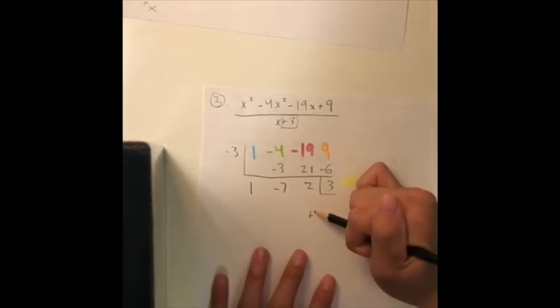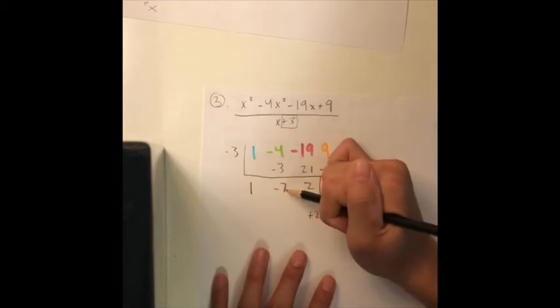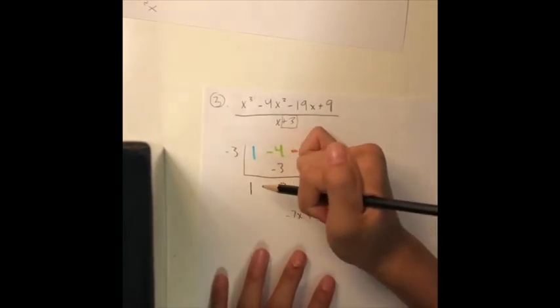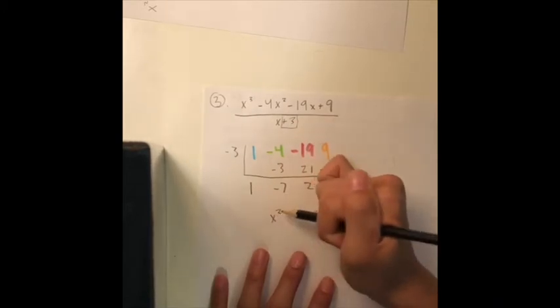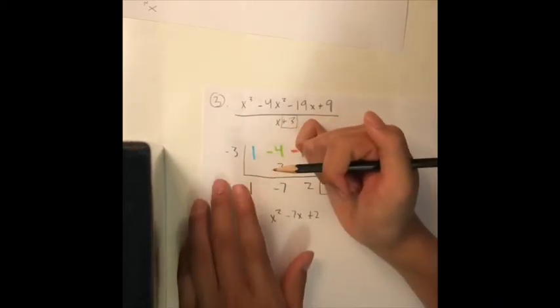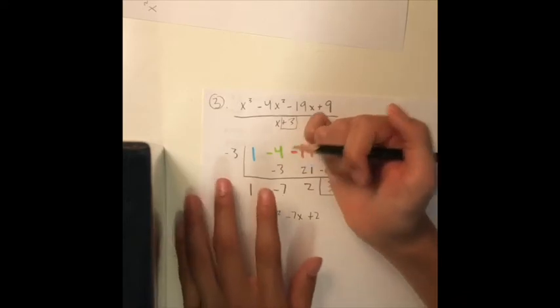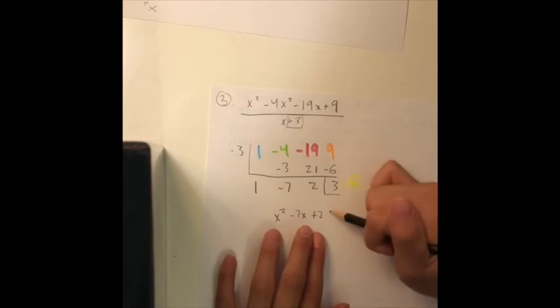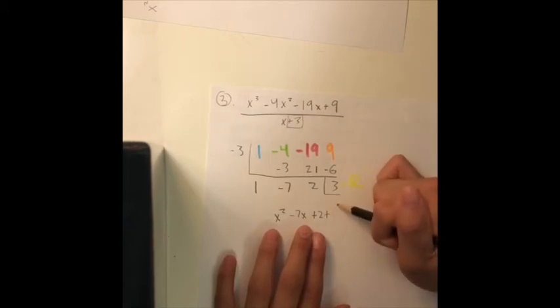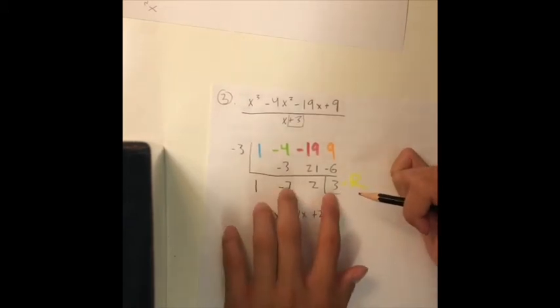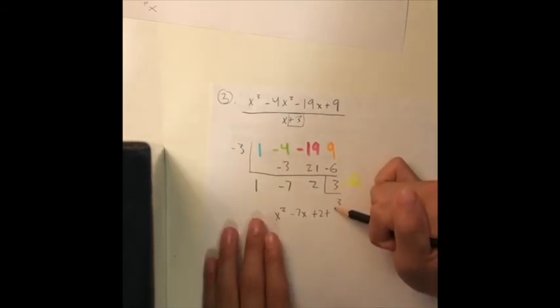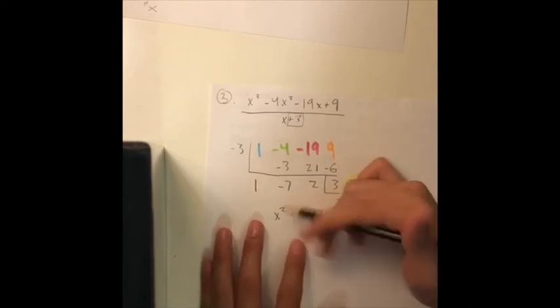So it's 2. This is going to be our x. Negative 7x. This is going to be our x squared. And if there was another number, then it'd be our x cubed, and so on. And now that we have this, we're just going to want to take the remainder and put it over the denominator of the original expression. Over x plus 3. And there's our answer.